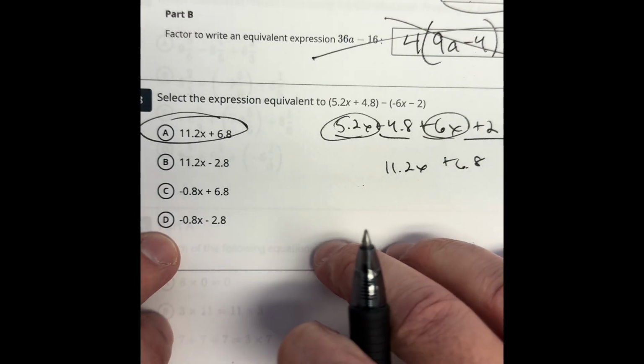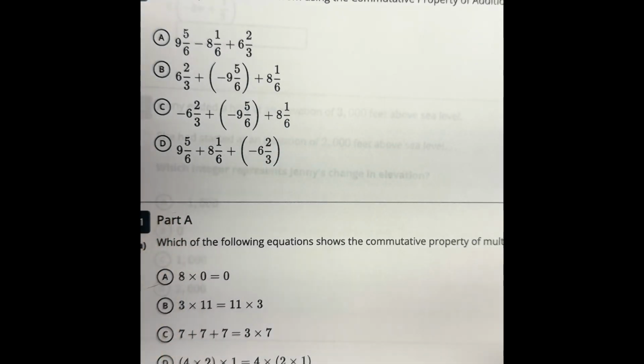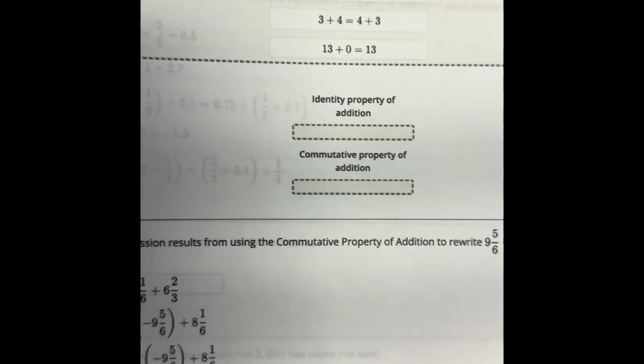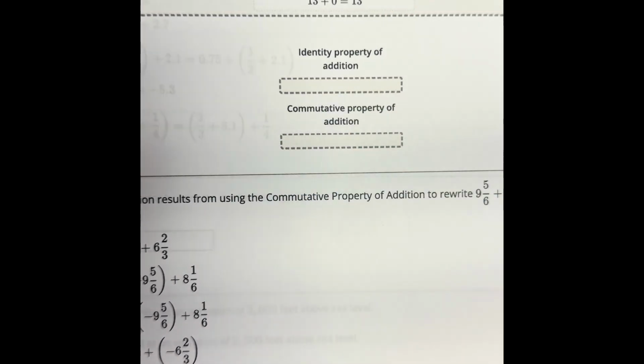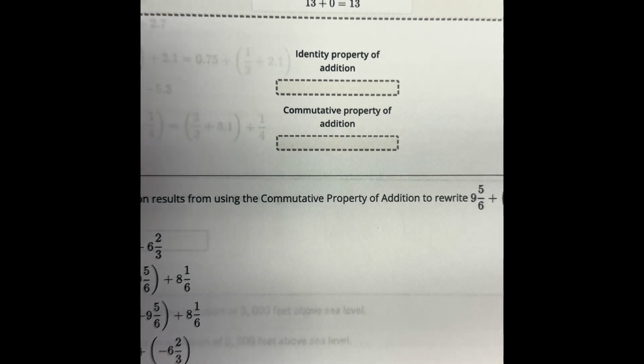Okay, keep it going. Number 9, drag and drop the answer. Okay, so we don't talk about an identity property. We don't talk about that. Basically, identity property is when there's a 0 involved, when I'm adding a 0.